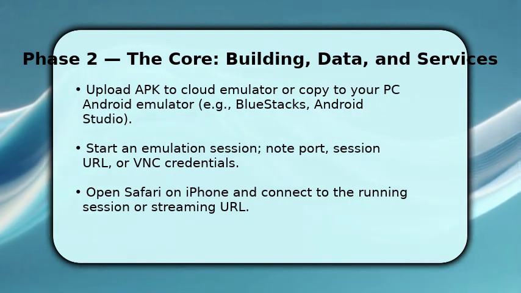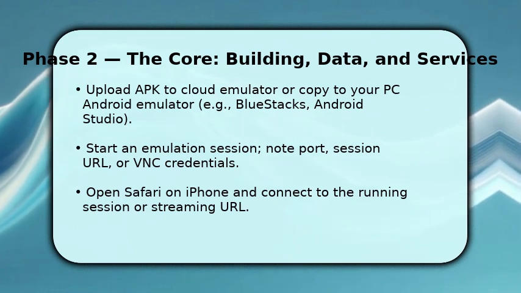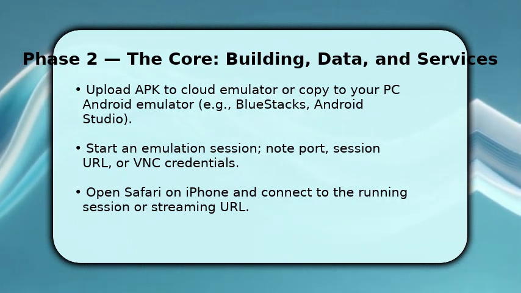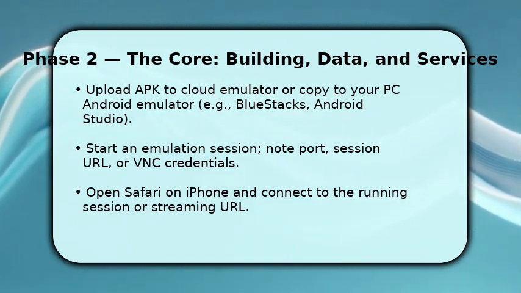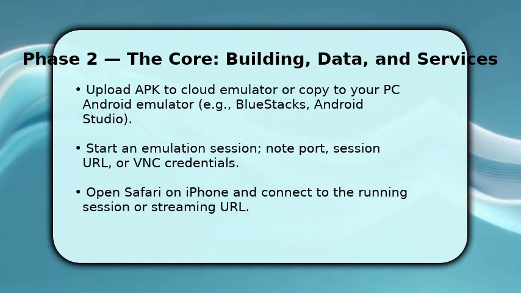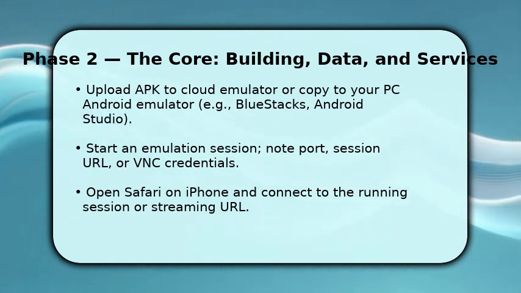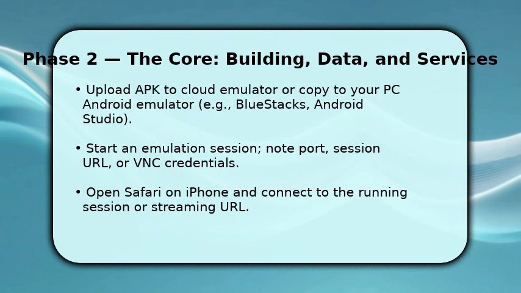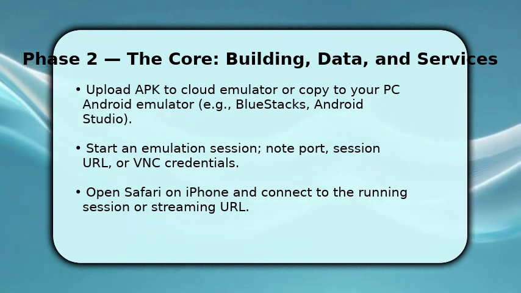Once done, upload the APK to a cloud emulator service or sideload it into a PC Android emulator you control. Start the emulation session and note the session URL or VNC address. This is how you'll reach the app from iOS. Next, on your iPhone, open Safari and connect to that web session, or use an RDP/VNC client if streaming from your PC. Make sure latency is low.